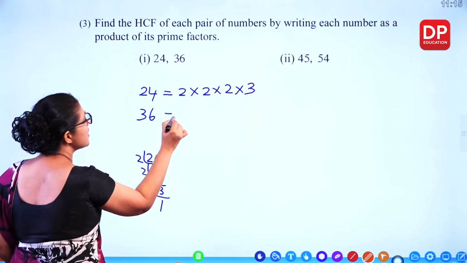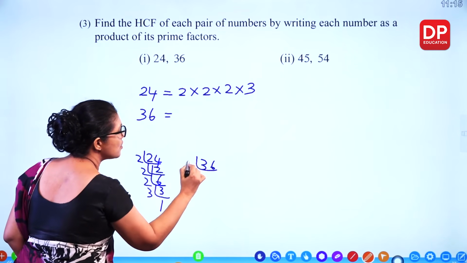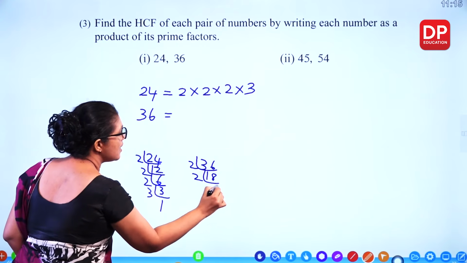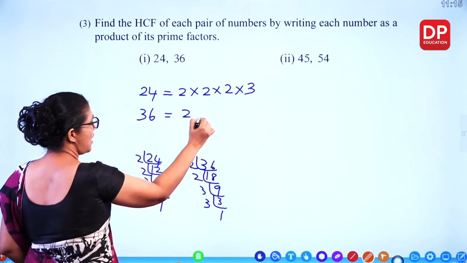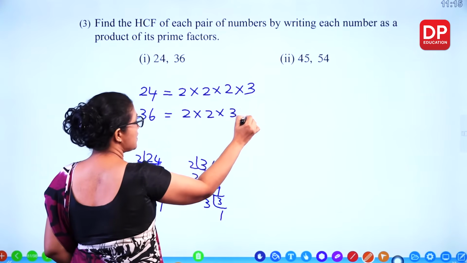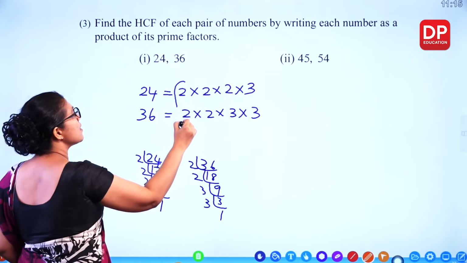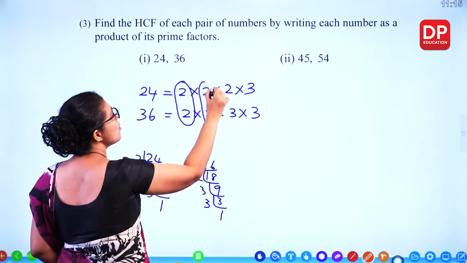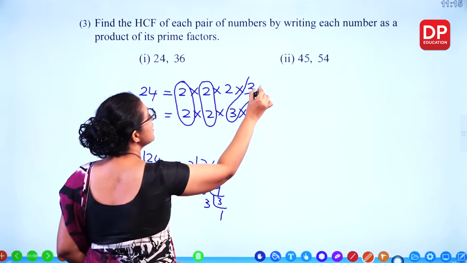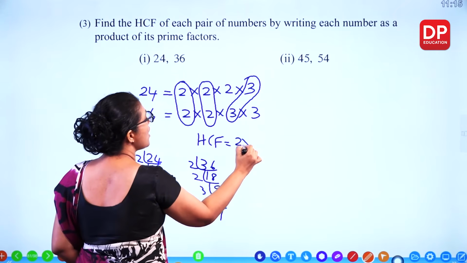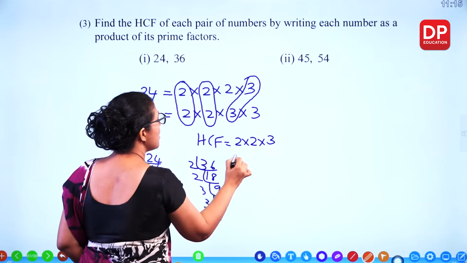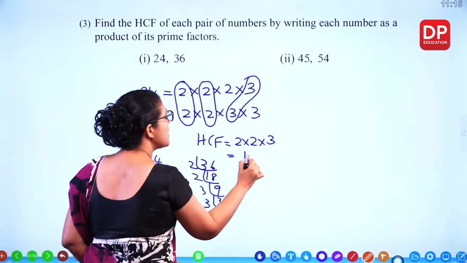36, how can you write? 2 times 18, 9, 3 times 3. 2 times 2 times 3 times 3. So what's the common one? 2, 2, 3. So what's the highest common factor? 2 times 2 times 3. You get 4 times 3, 12.